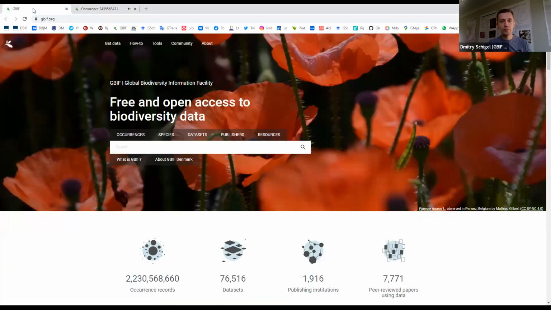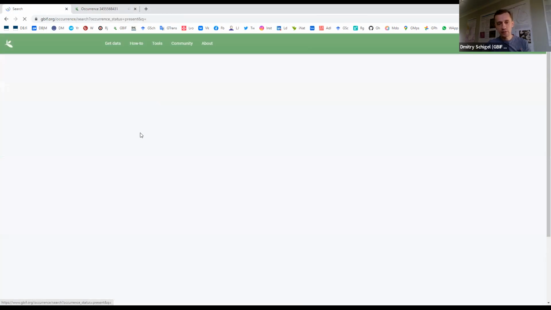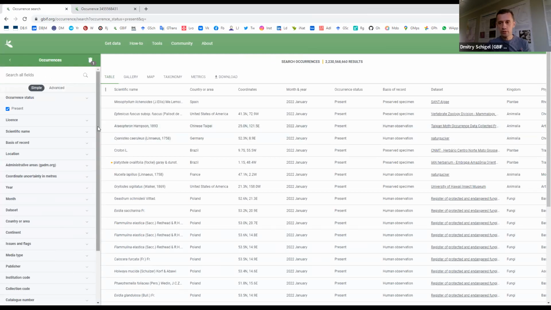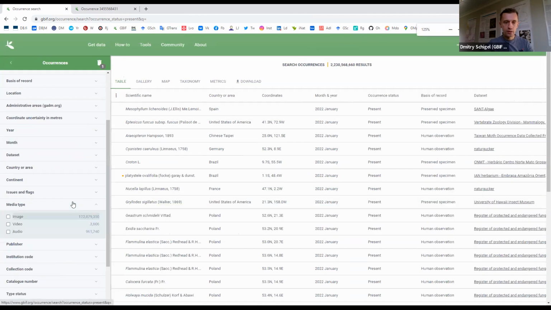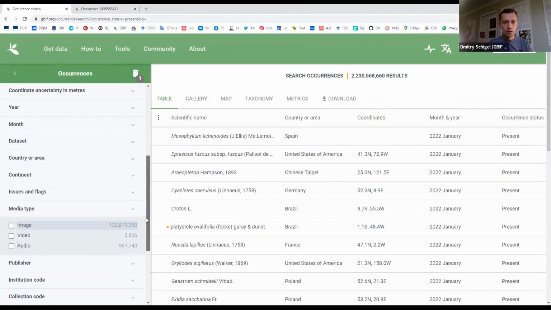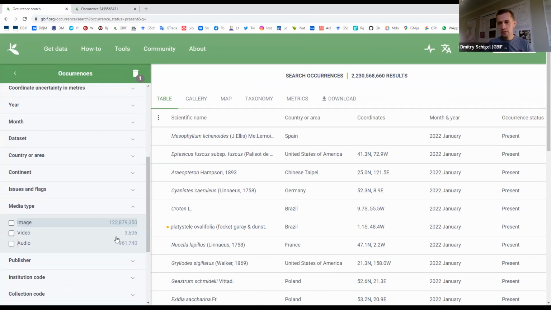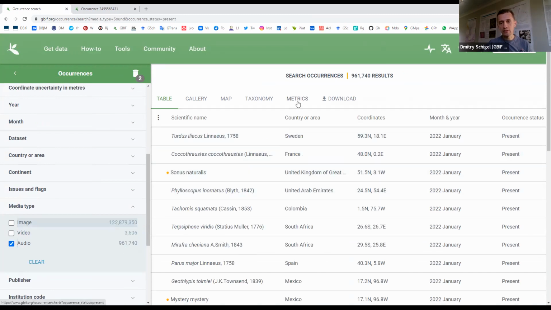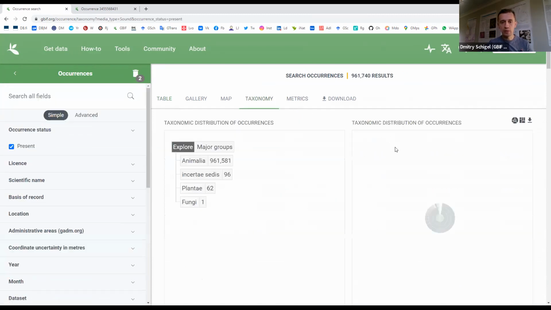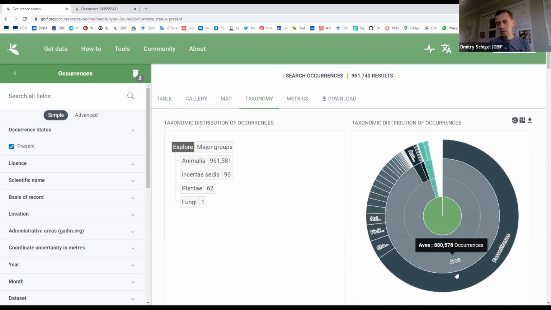And similar for videos. So to find these things, if you go to occurrences, I hope you can see what I'm doing in front of you. You just go to gbif.org, click occurrences, and here you can select media type. You can see there are 122 million images. Only 3,000 records would have any video with this. Of course, there is a storage issue, but almost 1 million records with audio files. And if you click that and go to metrics or taxonomy, you can see the breakdown by the different taxa. Yes, you're right.